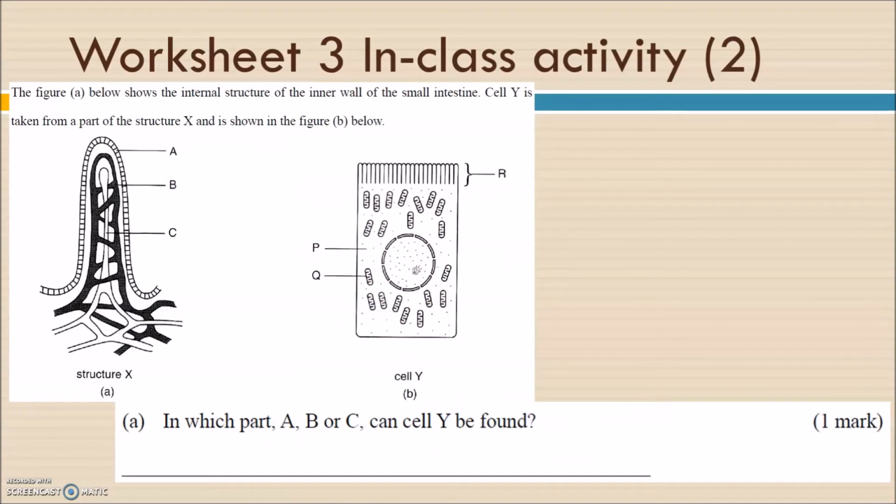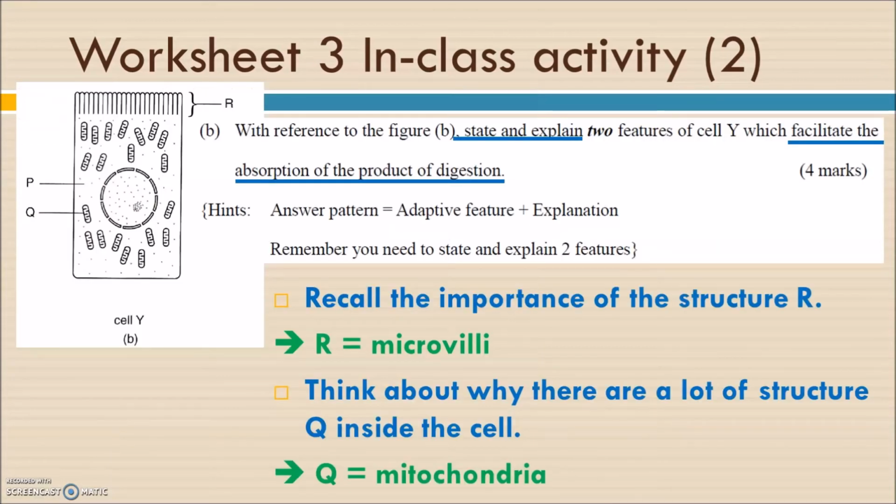So for this question, a very easy one, we have just learned it. On the left hand side we have the villus, and on the right hand side we have a cell, and it asks in which part A, B, C can cell Y be found. Not that difficult, it must be part A, the epithelial cell. And then for part B, refer to the figure: state and explain two features of cell Y which facilitate the absorption of the product of digestion. That means facilitate the absorption of food, right?